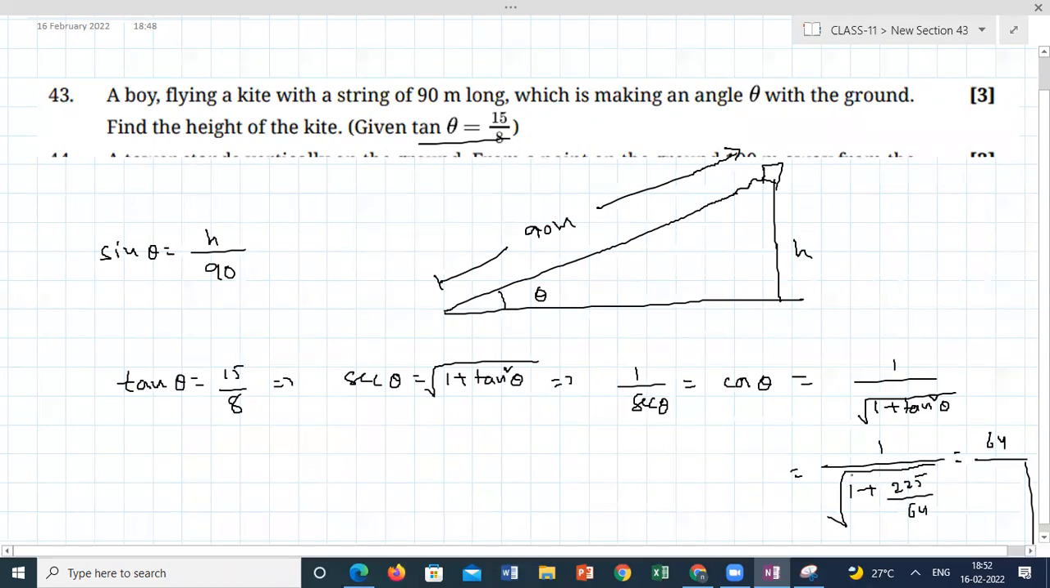How much am I getting? This is 64 divided by 225 plus 64, which is how much? Root of 289. I'm getting cos theta is equal to 8 by 17. 17 square is 289, am I right?